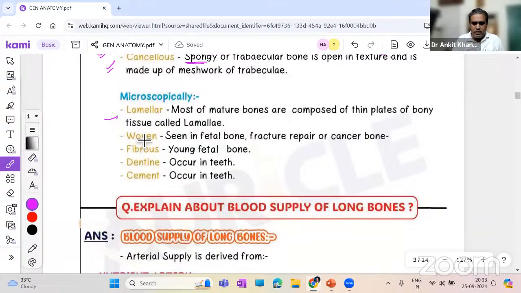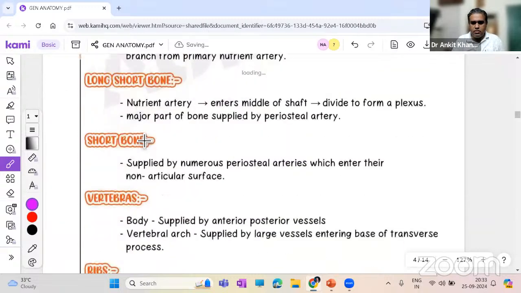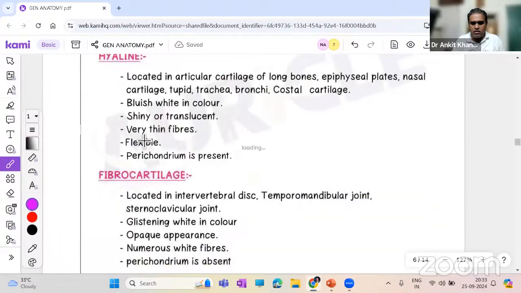Blood supply we'll discuss later on. The blood supply is not the point that we discuss right now. Just give me a second.